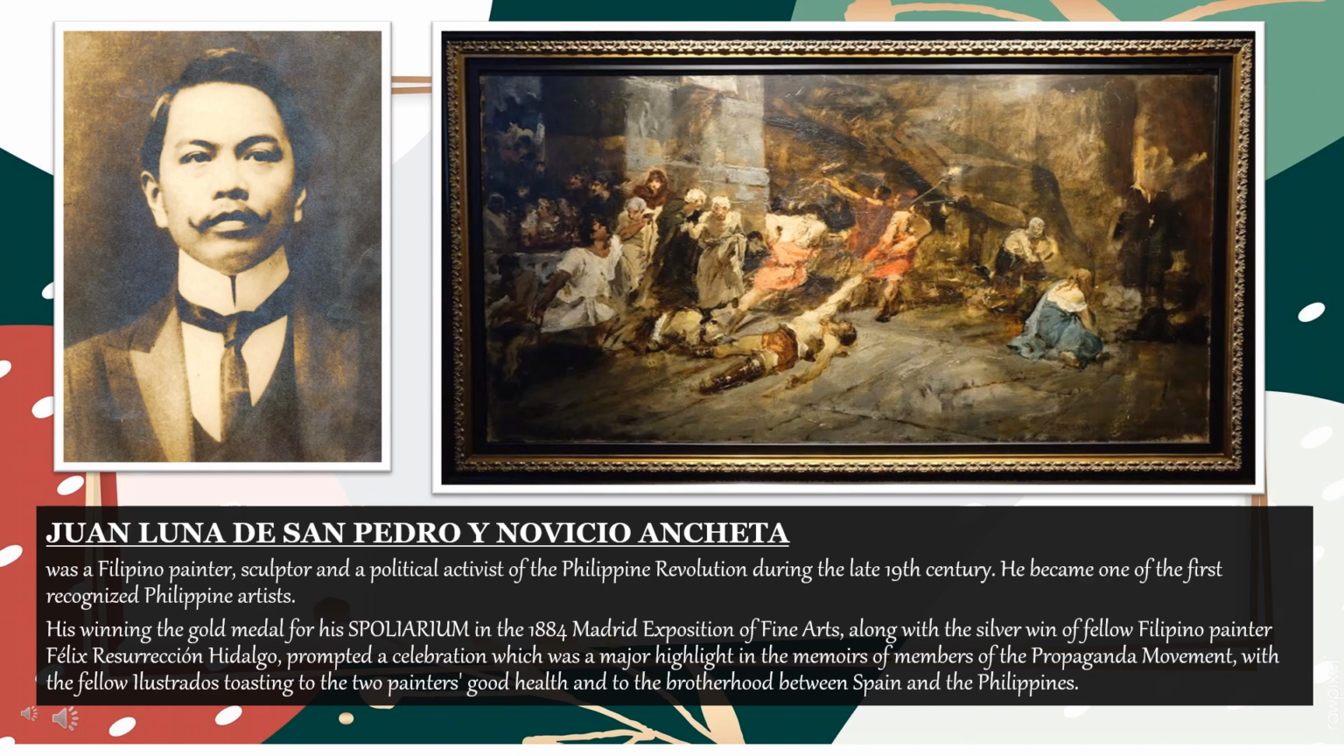Juan Luna de San Pedro y Novicio Ancheta was a Filipino painter, sculptor and a political activist of the Philippine Revolution. During the late 19th century, he became one of the first recognized Philippine artists. His winning the gold medal for his Spoliarium in the 1884 Madrid Exposition of Fine Arts, along with the silver win of fellow Filipino painter Felix Resurrección Hidalgo, prompted a celebration which was a major highlight in the memoirs of members of the propaganda movement, with the fellow illustrados toasting to the two painters' good health and to the brotherhood between Spain and the Philippines.